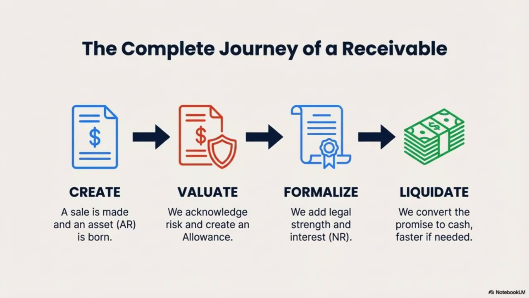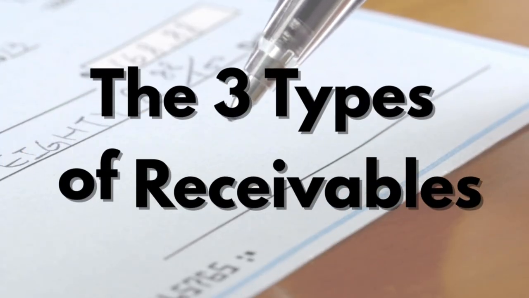Okay, so our mission today is pretty clear. We're going to break down the 4 essential stages companies use to manage this. That's create, evaluate, formalize, and liquidate. And then at the end, we'll get to the key metric, the ultimate report card for how well a company is doing this whole job.